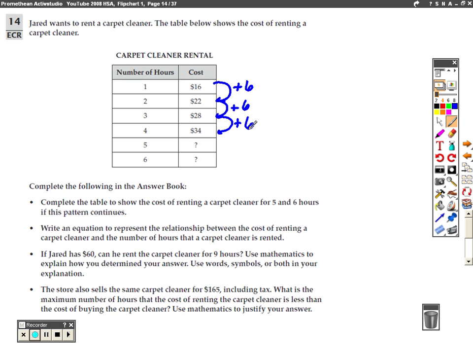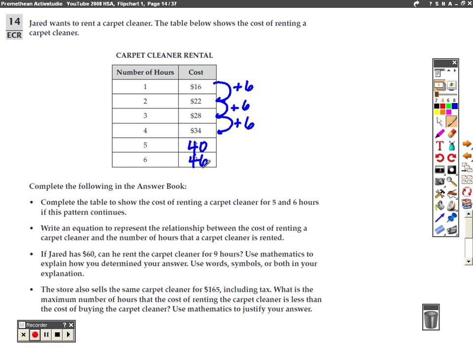So, for the 5th hour, we would add $6 to the 34, and 34 plus 6 is $40, and then we would add another $6 for the 6th hour, which would give us a total of $46 to rent the carpet cleaner for 6 hours. So that takes care of part 1.